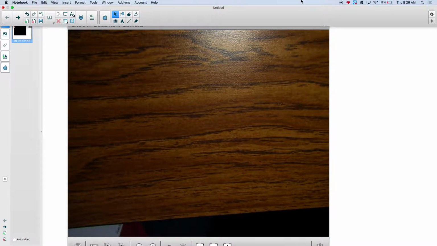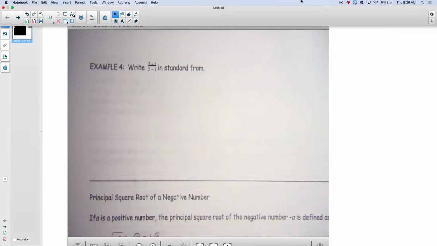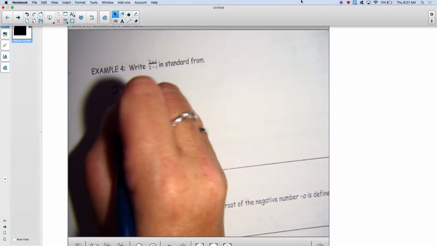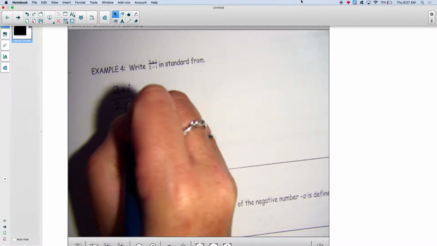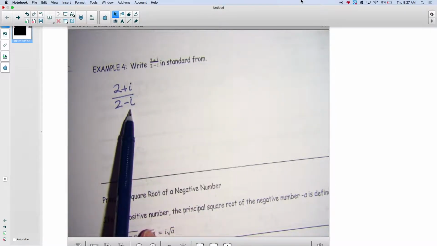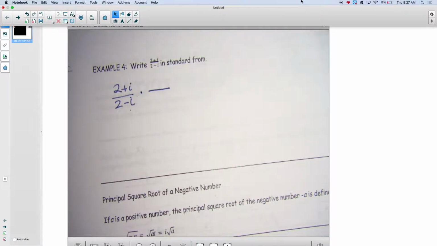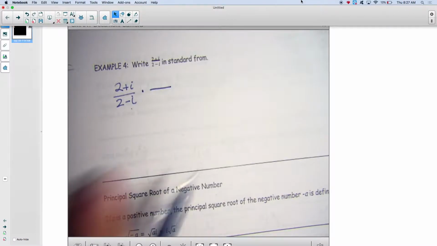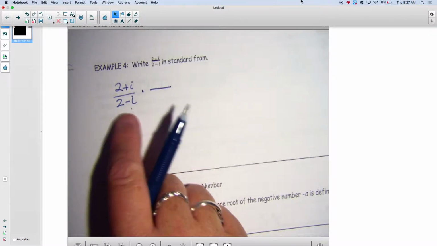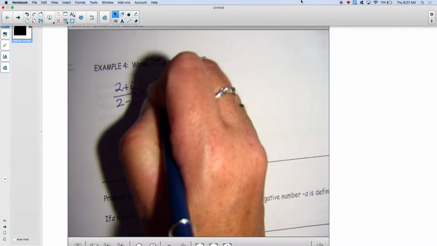So when we look at fractions, why can't I leave this quotient as 2 plus i over 2 minus i? Because this i is like having a square root in the denominator. To get rid of that, what do we multiply top and bottom by? The conjugate of the bottom. So if this is 2 minus i, we're going to multiply by 2 plus i.